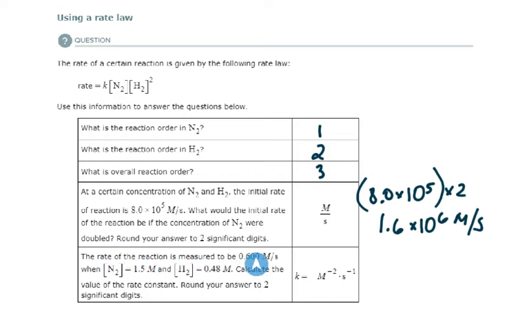Then they say the rate of the reaction is measured to be something. So we have an initial rate and we have initial concentrations, or this could be at a particular moment. The rate is this when the concentration of N2 is this and the concentration of H2 is that. They want us to find the rate constant. Now again, the rate constant, as a constant, is going to be the same for this reaction regardless of how early or how late in the reaction it is, as long as the temperature stays the same. So if we find K once, K for this reaction will always be the same as long as the temperature doesn't change.